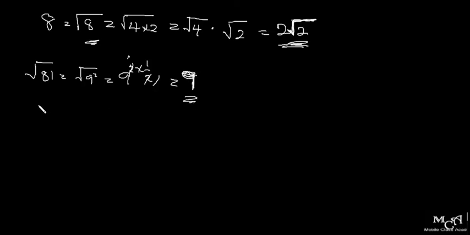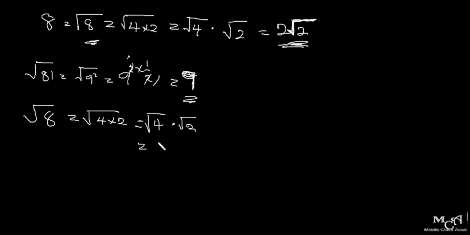But let me do it for 8. 8 is the same thing as 4 times 2, which is square root of 4 times square root of 2. This is 2, but this one cannot be resolved, there is no value that can be squared to give it. So this one is a remainder. Therefore, 8 is not a perfect square. 81 is a perfect square. Hope this explanation is informative.